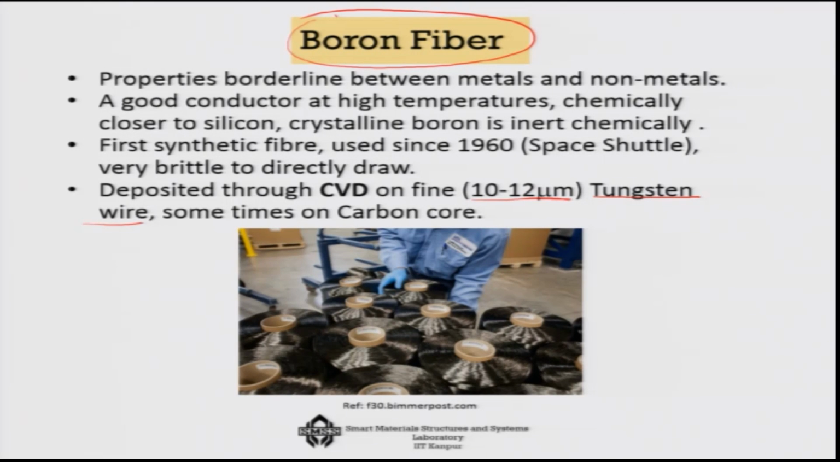naturally tungsten and boron together give very good properties at high temperature. So, you can use such composites at high temperature. Naturally, this is used in space shuttles. One of the first space shuttles was made of boron fibers.